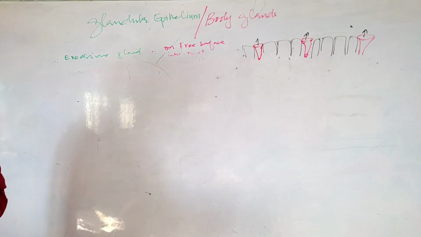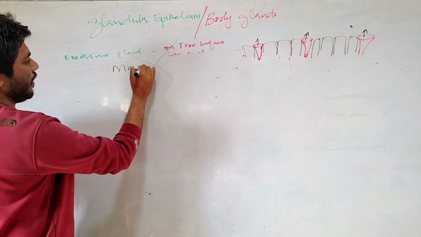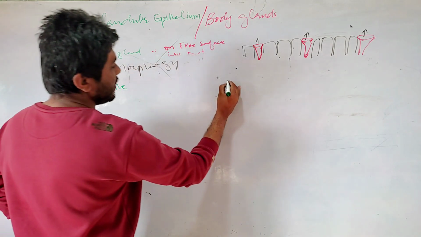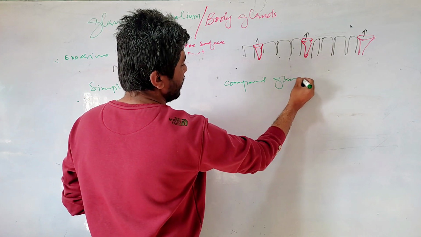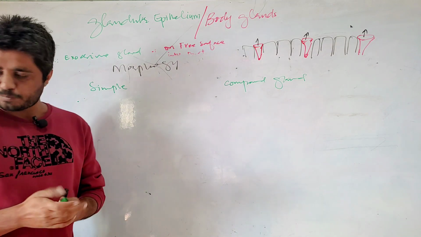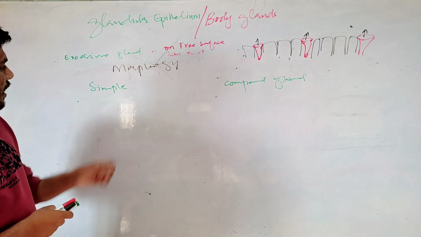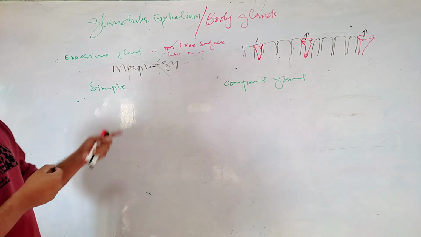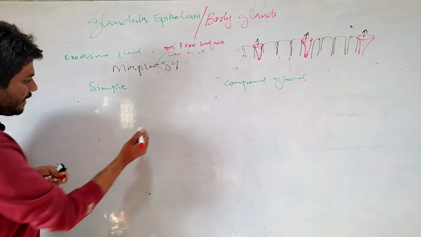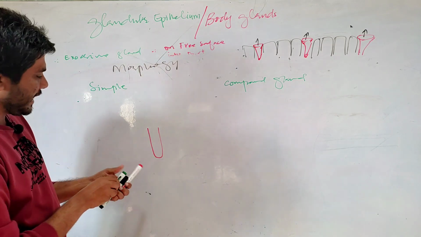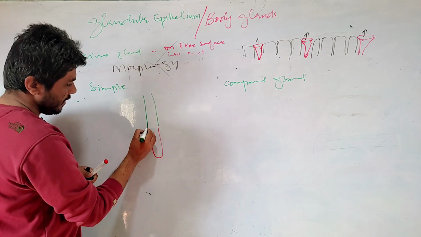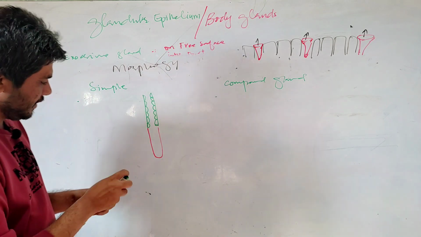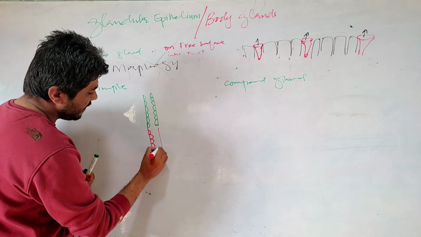So the general classification according to morphology: we have two major classes. Number 1 is simple gland, and number 2 is compound gland. If the gland has a single tubular system, or single tube, that will be known as a simple gland. For example, here, the secretory portion of the gland is attached to this next part, which is a duct, sorry. This will be known as a simple gland.